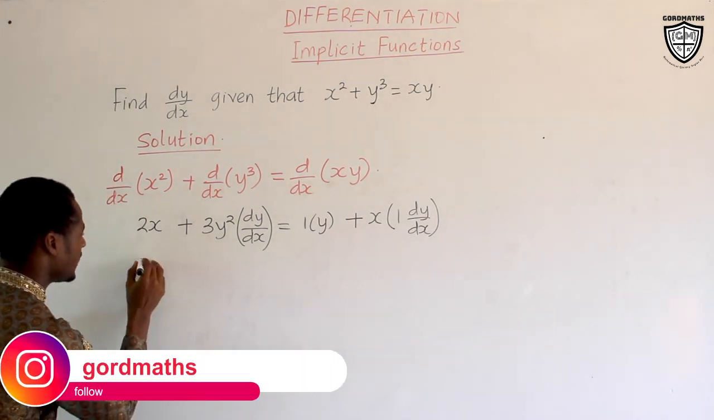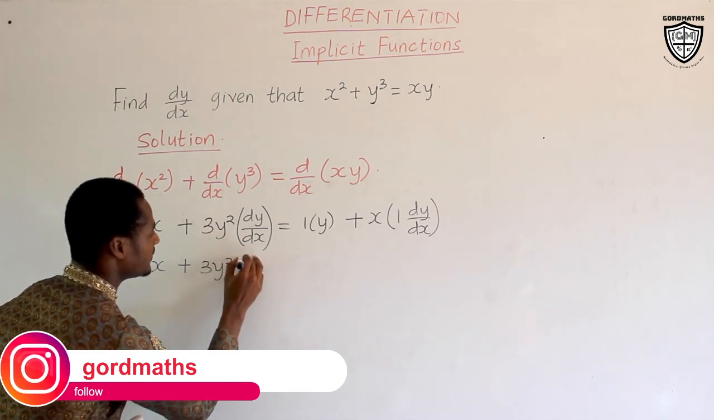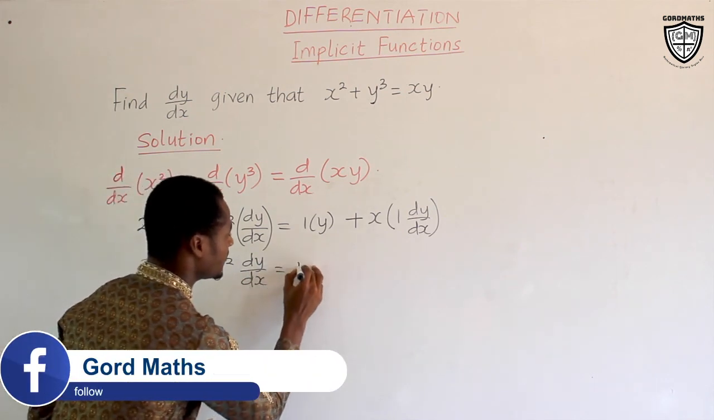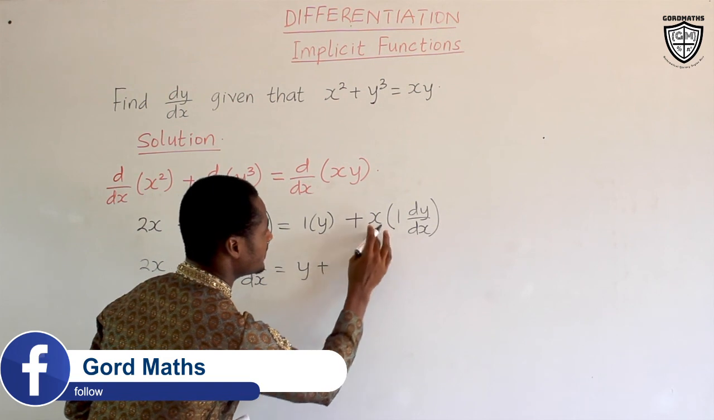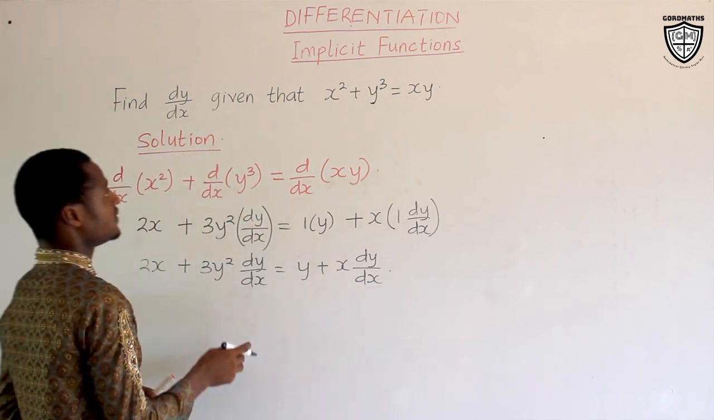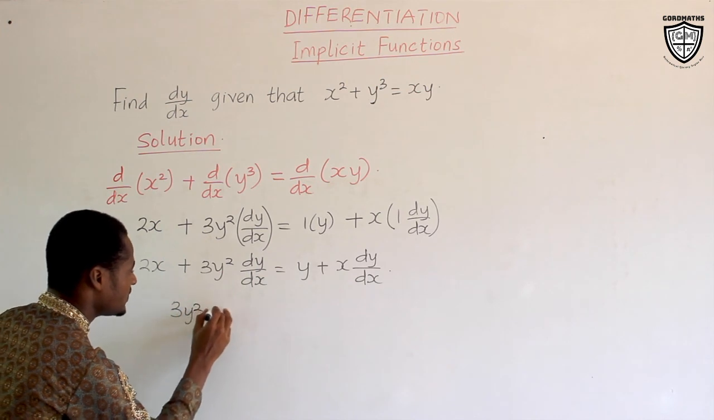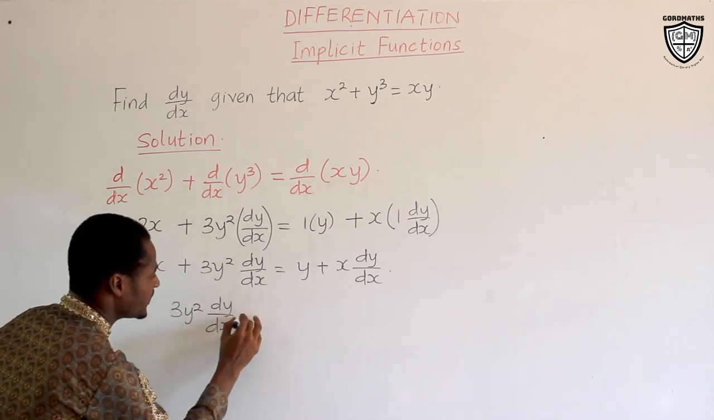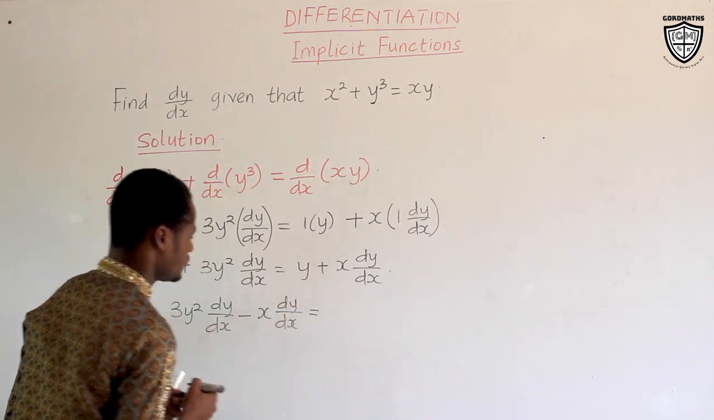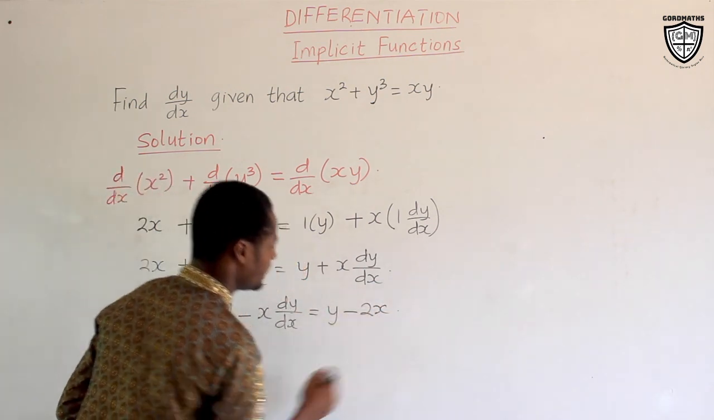So from there, we will have 2x plus 3y squared dy dx, and that is equal to y plus x times this will give us x dy dx. We make dy dx the subject, and that means 3y squared dy dx minus x dy dx is equal to y minus, we move this to the other side, we have 2x.